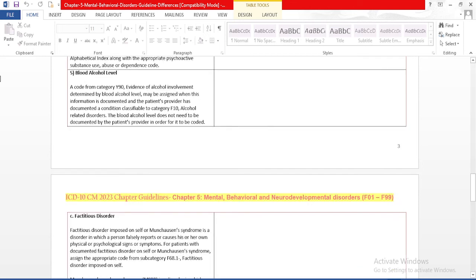Next one is blood alcohol level. A code from Y90, evidence of alcohol involvement determined by blood alcohol level, may be assigned when this information is documented and the patient's provider has documented a condition classifiable to category F10, alcohol related disorders. The blood alcohol level does not need to be documented by the patient's provider in order for it to be coded. So basically whenever the patient has an alcohol related disorder, we need to code Y90, blood alcohol level. This blood alcohol level need not be provided by the physician. We can take it from anywhere in the documentation.